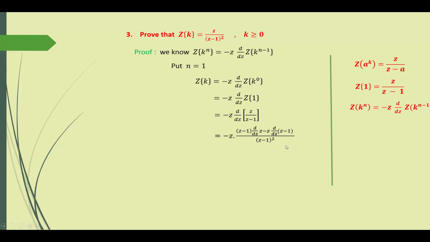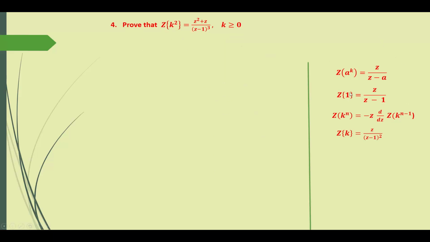By using the u upon v formula of derivative, equal to minus z into [(z minus 1) into derivative of z, which is 1, minus z into derivative of (z minus 1), which is 1 and derivative of 1 is 0] upon (z minus 1) square. Equal to minus z into [(z minus 1) into 1 is z minus 1, minus z into 1 is minus z] upon (z minus 1) square. The plus z and minus z cancel, and only minus 1 remains. See, minus of minus is plus, so z transform of k equal to plus z upon (z minus 1) square. This is the required proof of this formula.